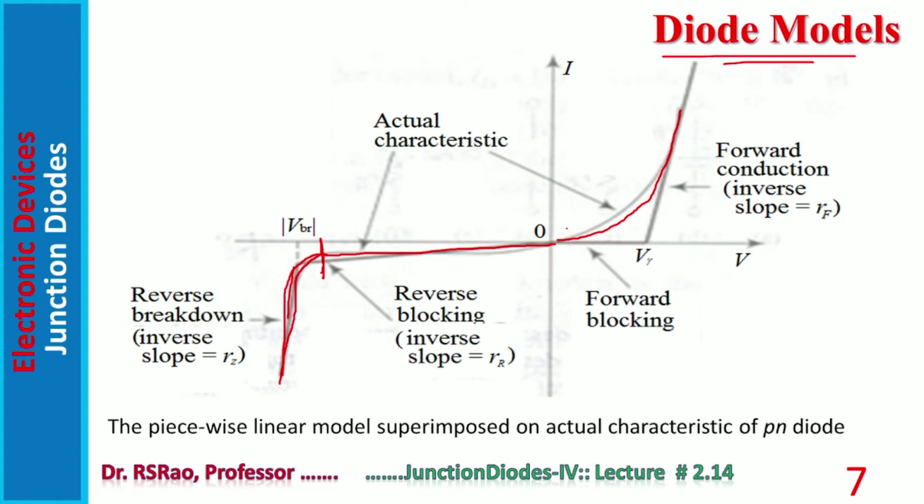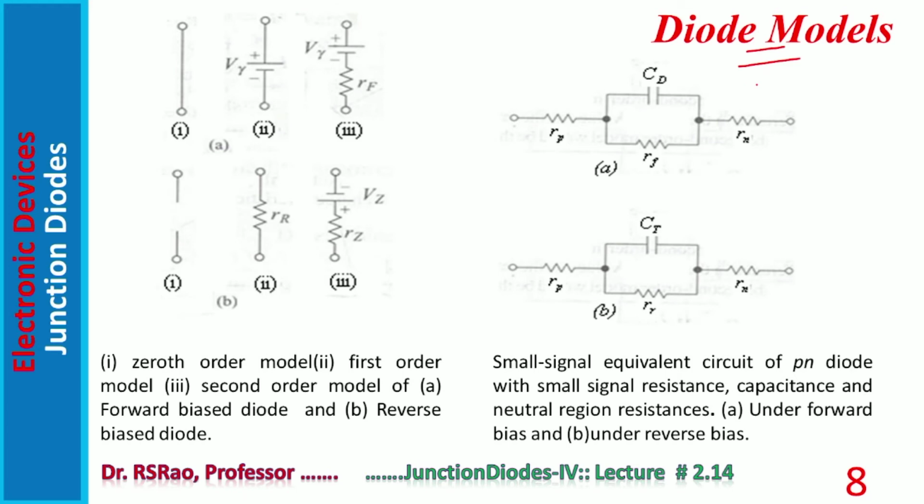This total characteristic, for the sake of modeling, has been divided into 4 parts: forward conduction, forward blocking, reverse blocking, reverse breakdown. Here the inverse slope is RF. Here there is no slope, it is flat. In the third part, the inverse slope is RR. In the fourth it is RZ. So dividing the characteristic, or replacing the characteristic with straight lines, is called piecewise linear modeling of the diode.